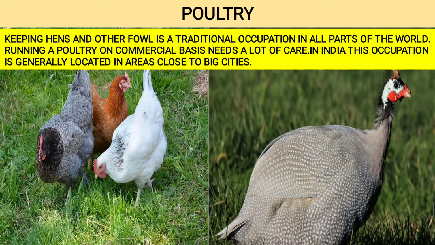In India, this occupation is generally located in areas close to big cities. Now, why is this occupation located near big cities? Because transportation is easy. You can easily transport. Second thing is, in cities, people can afford to purchase such costly things like meat and eggs. In villages, people mostly eat a proper diet instead of going for meat and eggs. So this is another reason. And the third reason, I think you should think of the third reason why this occupation is generally located close to the big cities.